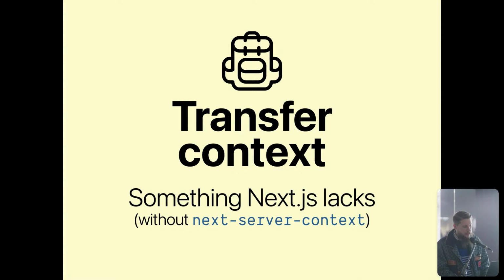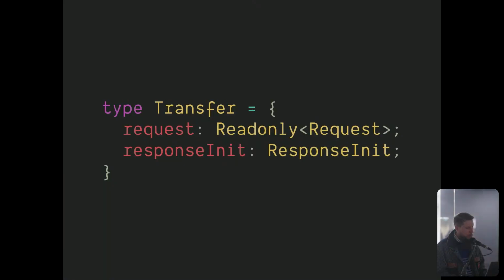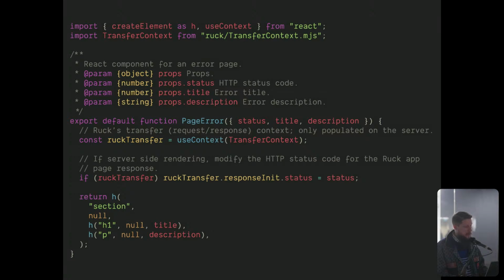Something else that's really frustrating working with Next is having, in server-side rendering on the server side, access in your components to what the request and response is, so you can set the HTTP status codes based upon a GraphQL query in your component. It is possible. I actually published Next server context, and I figured out how to do it with Next, but you have to set up a bunch of crap. So this is the type for transfer that's in the context. And here's an example of it.